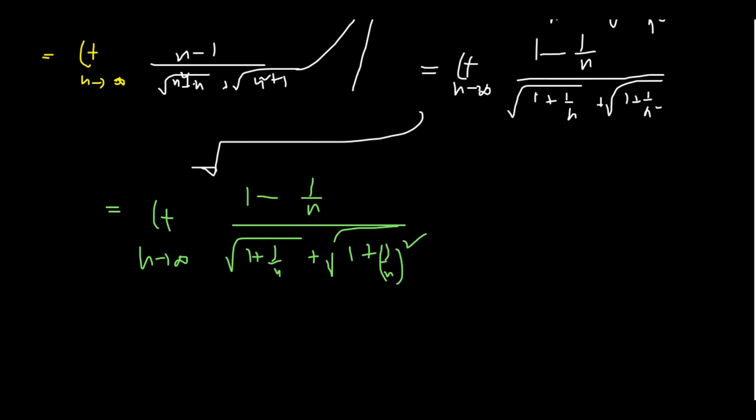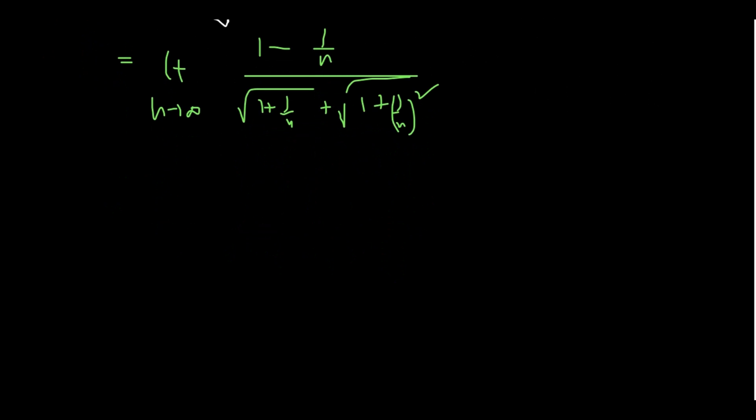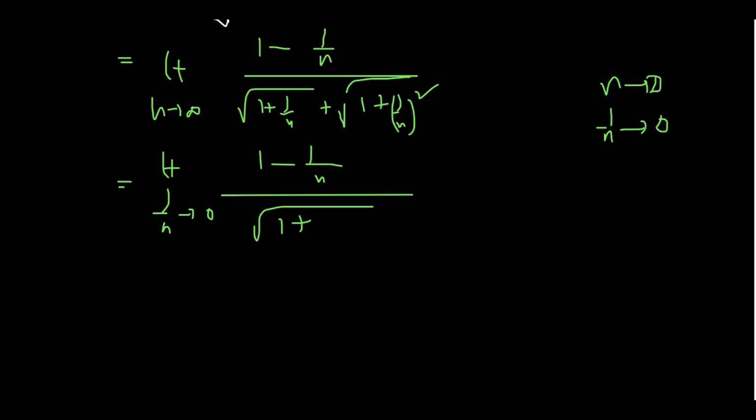Now further proceeding we will get this as limit as n tends to infinity. We can say that 1 by n tends to what? 1 by n will tend to 0. So we can write that 1 by n tends to 0 instead of n tends to infinity, and in the numerator we will get 1 minus 1 by n over root over of 1 plus 1 by n plus root over of 1 plus 1 by n square. Now these 1 by n portions will all go to 0 according to our limit definition.